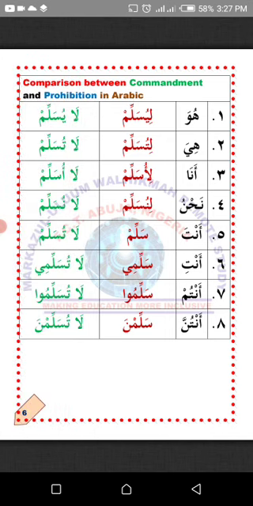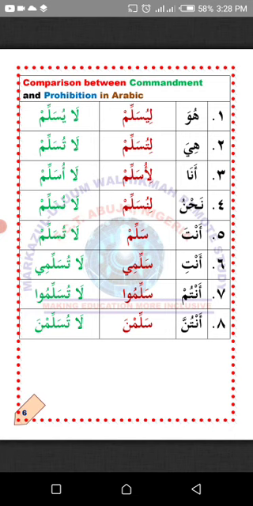Now the comparison between amr, commandment, and nahy, prohibition. Wahid, number 1. Huwa, he. Li yusallim, he should greet. La yusallim, he should not greet. Ithnan, number 2. Hiya, she. Li tusallim, she should greet. La tusallim, she should not greet. Thalatha, number 3. Ana, I. Li usallim, I should greet. La usallim, I shouldn't greet.